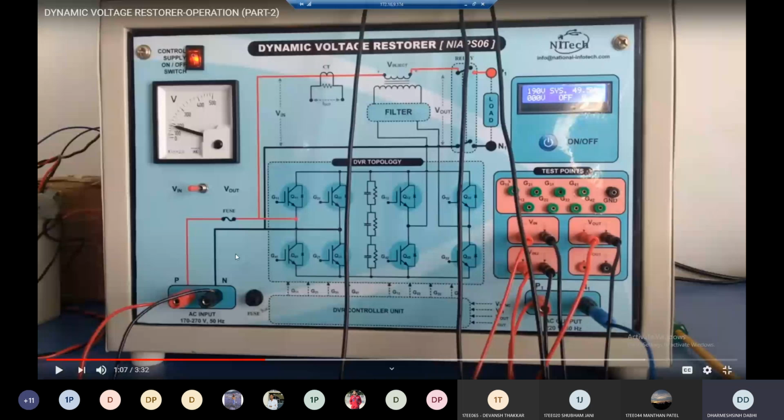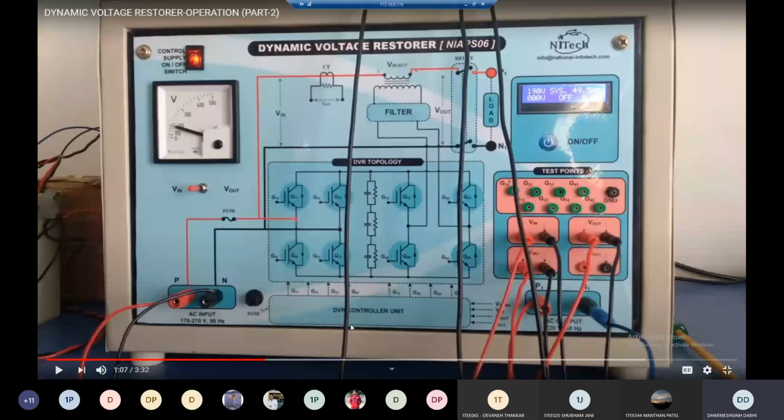This hardware model is designed for a rated voltage near 220 volt. So at the load side, we maintain the voltage near 220 volt. 220 volt is the rated voltage. From the input side, we can vary the voltage between 170 to 270.